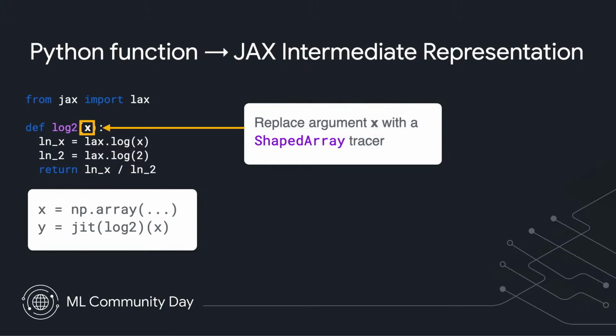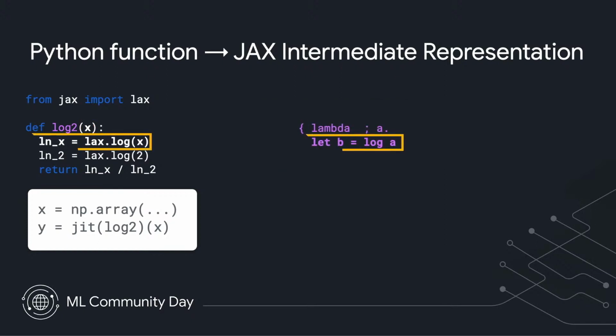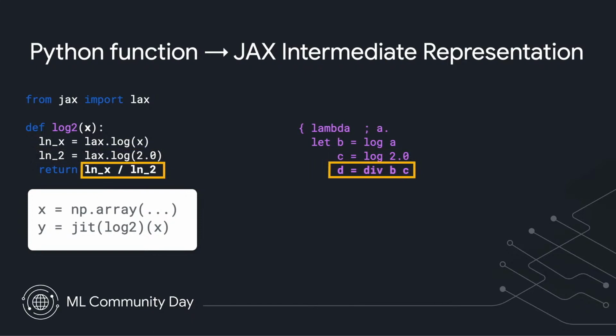And once that shaped array value is in there, we can step through the function and see what operations are done on this. So we see the log of x and we record b equals log a. We see the log of 2 and we record c equals log 2. We see the division operation between these two and we record d as division of b and c. And then we return this d value. And now what's left here is what's known as a jaxpr, short for a JAX expression or JAX representation of the function. And this encodes everything that this function does in terms of its numerical processing of the inputs and how they lead to the outputs.